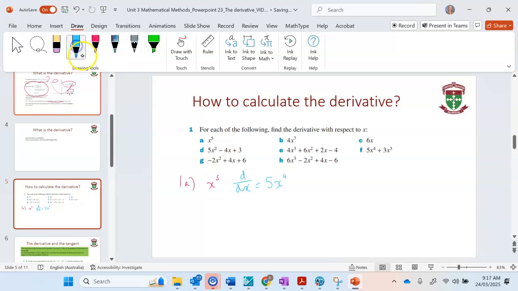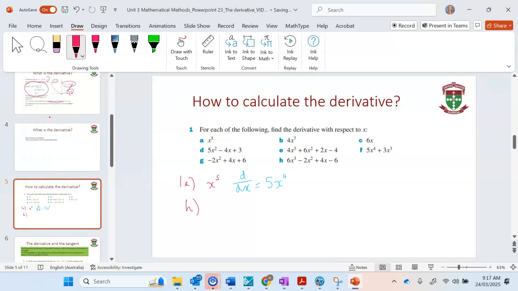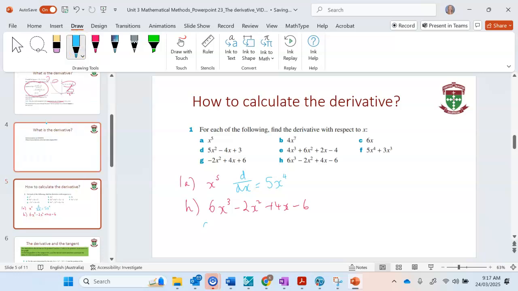Now, if we have a longer expression, let's say h, so we've got 6x cubed minus 2x squared plus 4x minus 6. We just do each term individually. So your derivative, we do 3 times 6, which is 18, reduce your power by 1, and then we do the next term. So 2 times 2 is 4, reduce your power, then 4x just becomes 4, and any constant will just disappear. So it becomes 0. So 18x squared minus 4x plus 4.